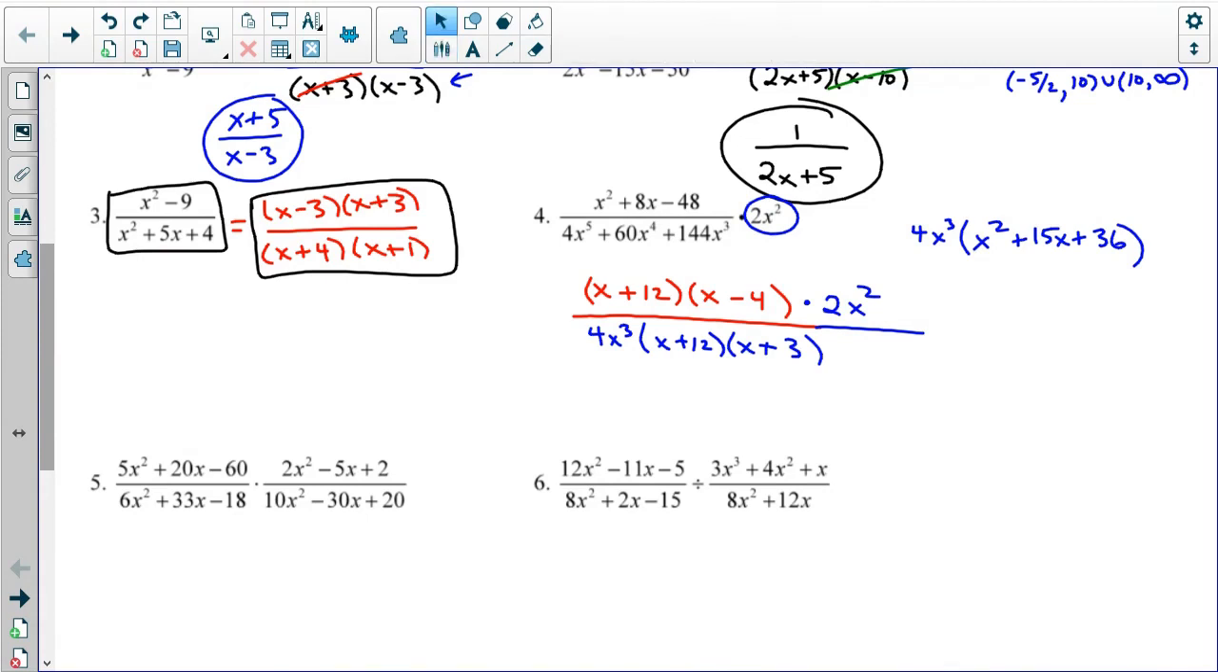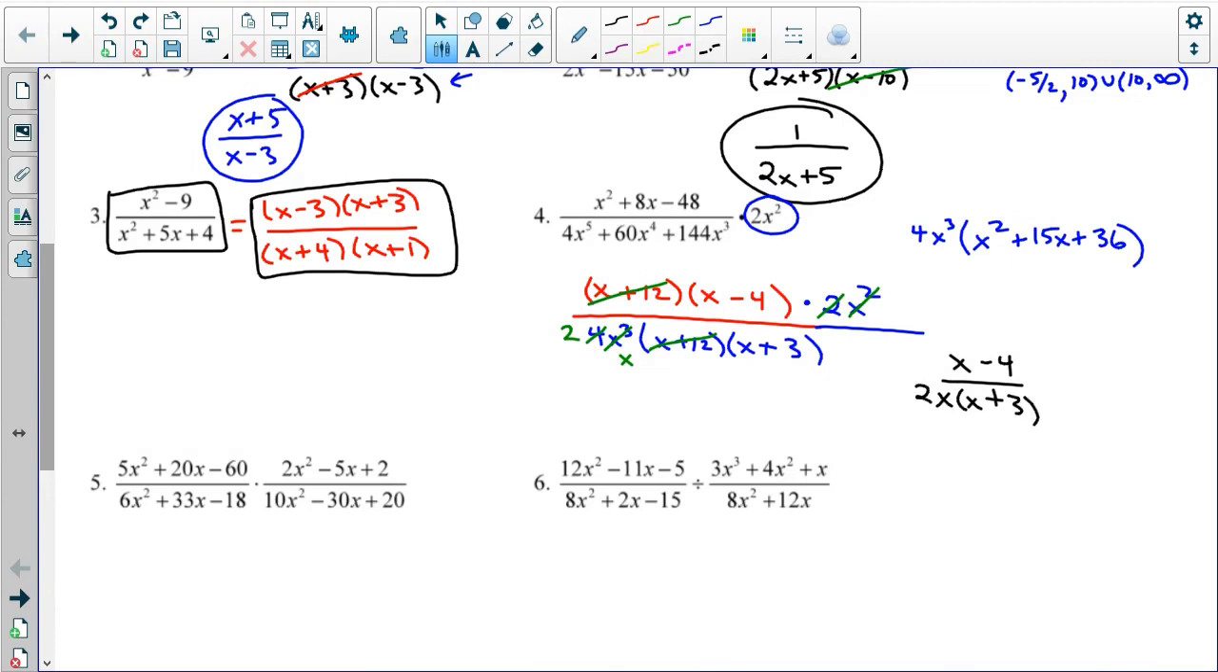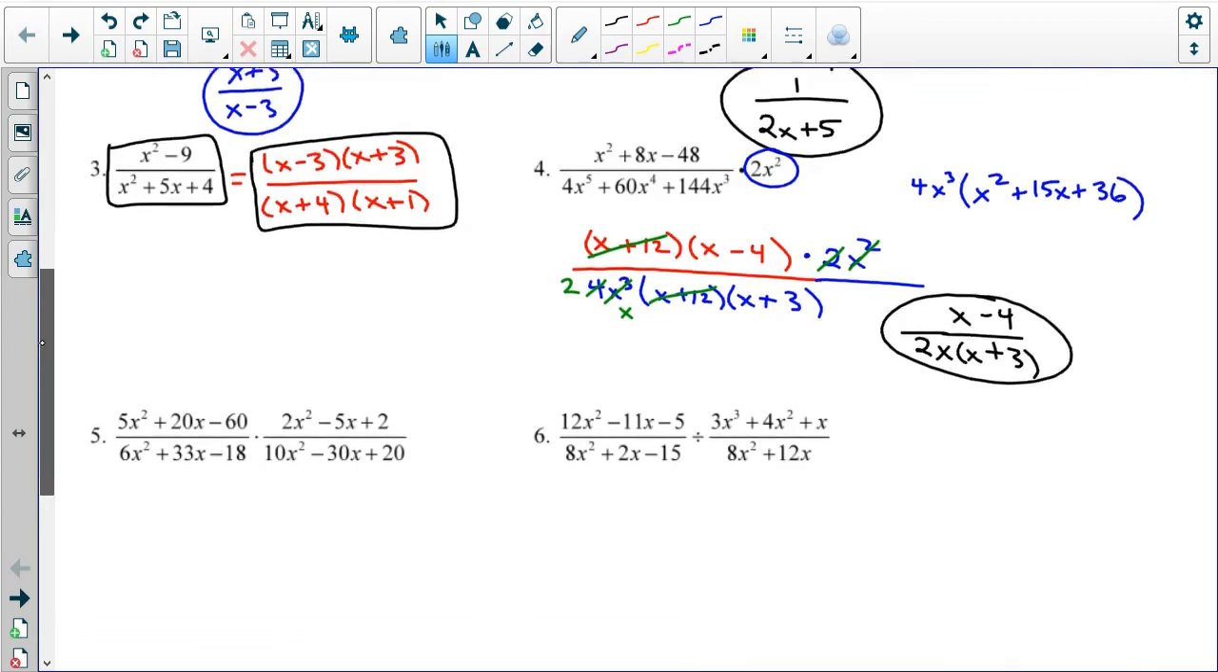Now I'm going to simplify everything that I can. The x plus 12s are going to cancel. X minus 4 over x plus 3, nothing can cancel with those. But I do have 2 over 4. 2/4 is the same thing as 1/2. So I'm going to reduce the 2/4 into 1/2. And then x squared over x cubed just becomes x in the denominator. So my final answer will be x minus 4 over x times x plus 3. And then there was a 2 in the denominator also. So it's going to be x minus 4 over 2x times x plus 3.